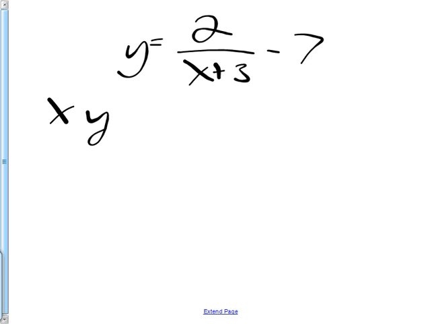The old XY chart. I'd like you to find a few points on this XY chart. I would suggest you be smart about it. You don't put in x as negative 3, because what would that do? It would crash. You don't want to do that. So pick some numbers that work nice. Let's make this a plus 7 just to make your life a little easier so it's not quite as messy. Okay, so find some points that you know would be on this graph.